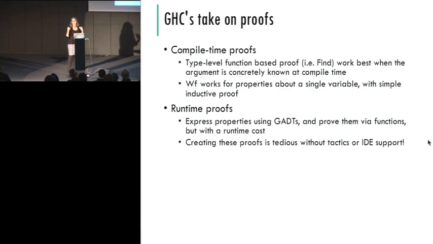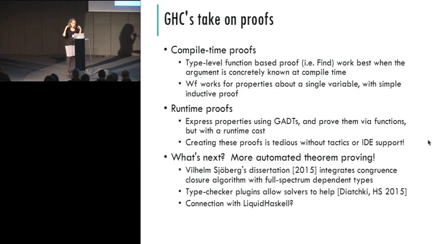But GHC doesn't have any of the other features that make working with those proofs pleasant, like IDE support or tactics. So I don't think that's the way to go for these. Instead, I think GHC should focus more on automated theorem proving. Kind of like I just showed you, the fact that we need to have good ways of identifying what properties we need and good ways of teaching the GHC type checker about those properties so that it can provide them automatically, right?